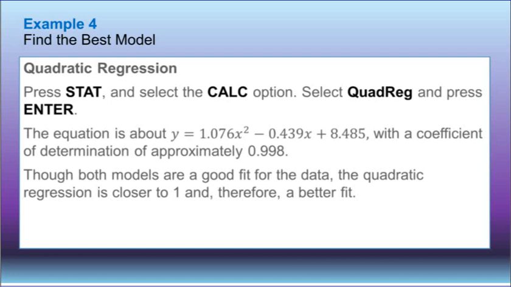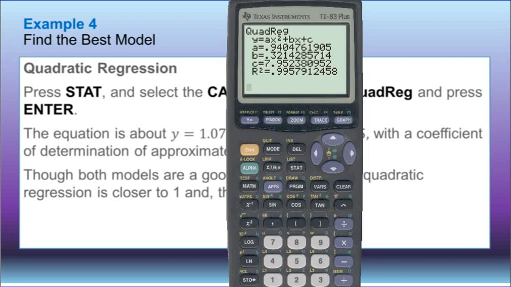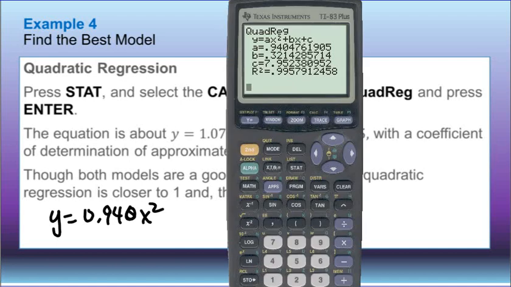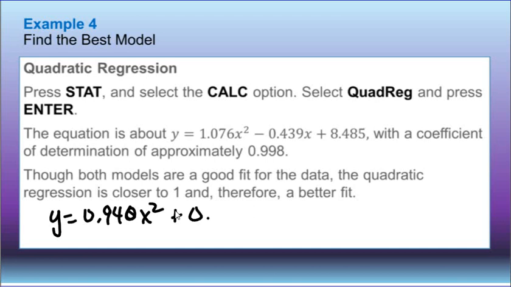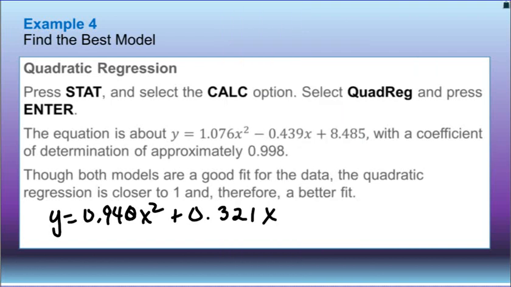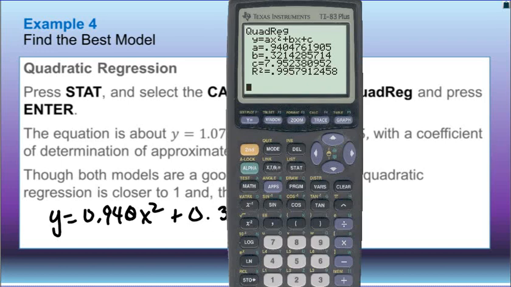So as our equation, if I grab my calculator, it tells me my A, my B, and my C. My A is going to be, and we're going to do it to three decimal places, so thousandths place, 0.940 x squared plus 0.321 x, and our C is plus 7.952.